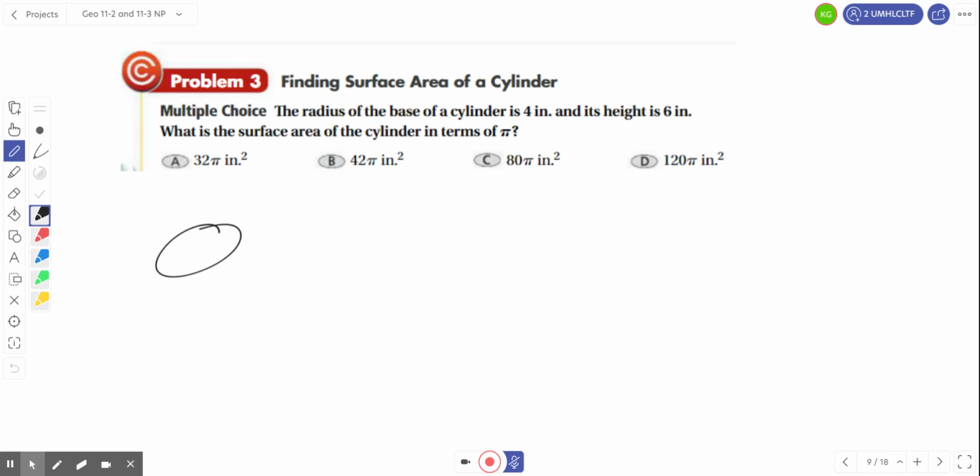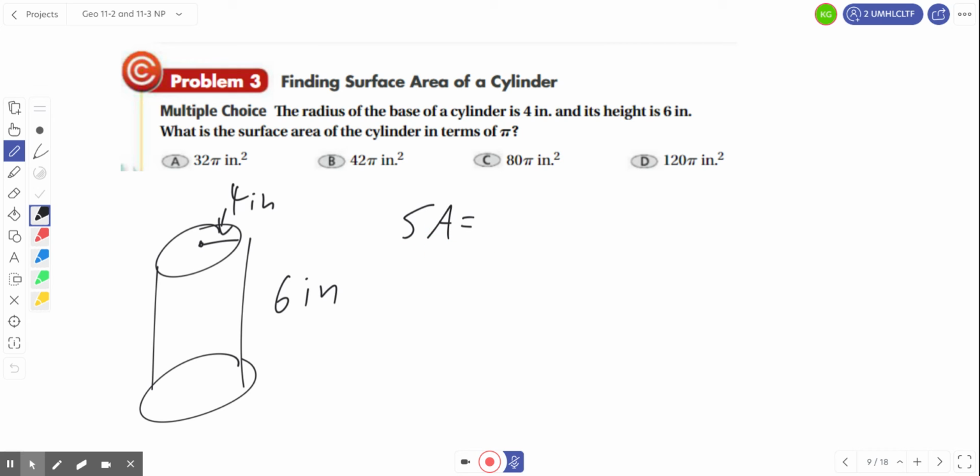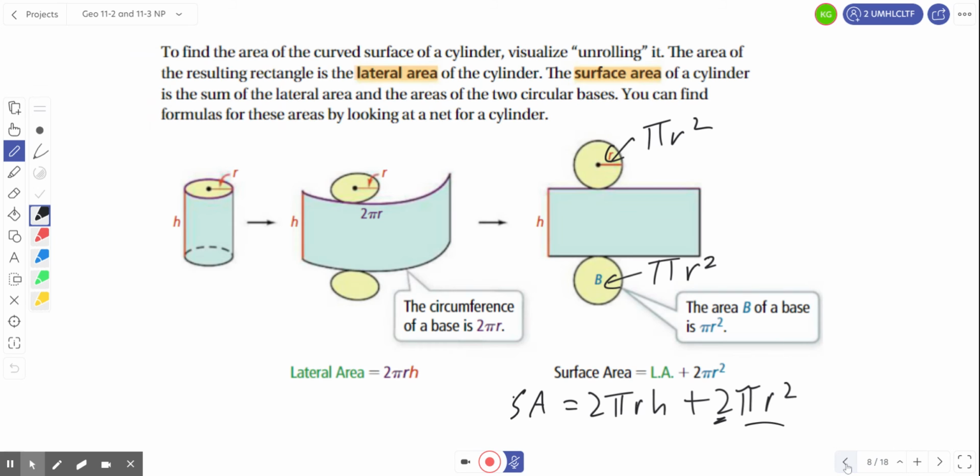So we've got a cylinder. So we'll draw 2 circles and 2 lines. Cylinder, it's not perfect, but it's good enough. The radius of the base is 4 inches. Its height is 6 inches. We know that we have to do our formula from before, which is surface area equals the height. Well, let's grab it real quick. Hopefully you have it down in your notes.